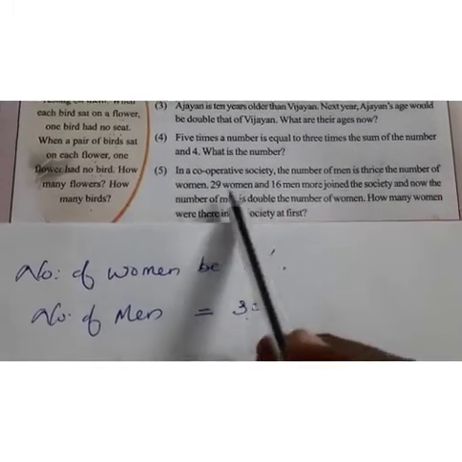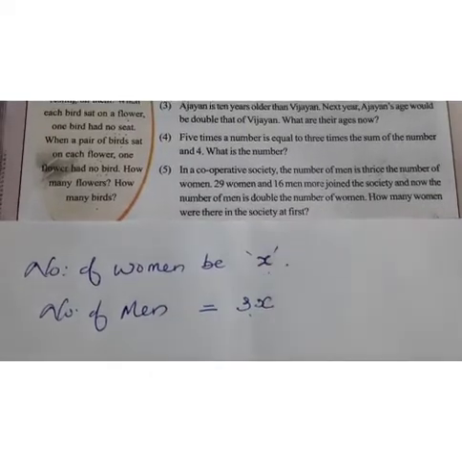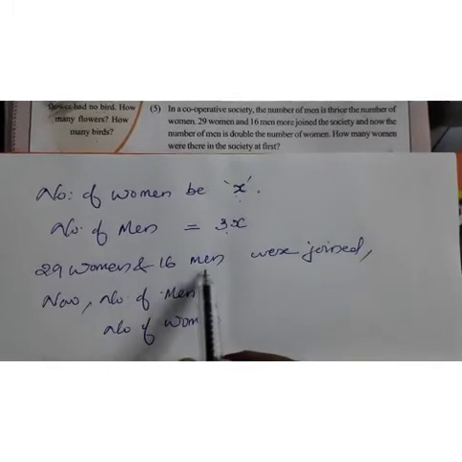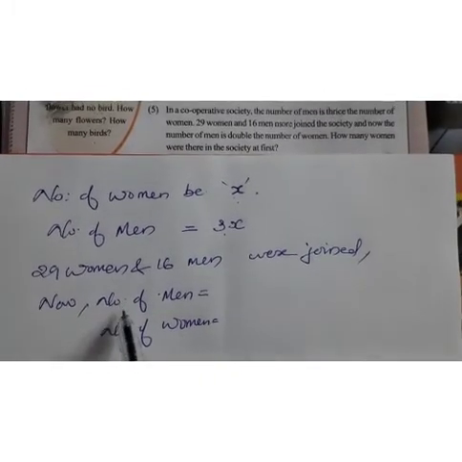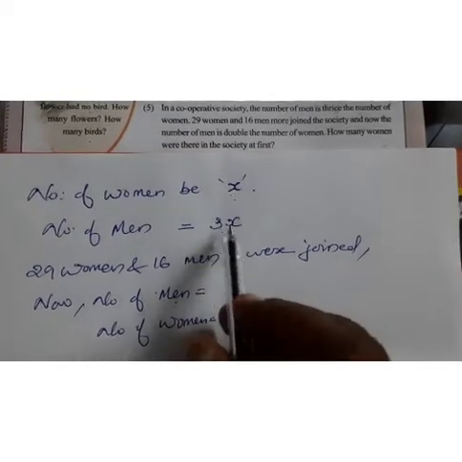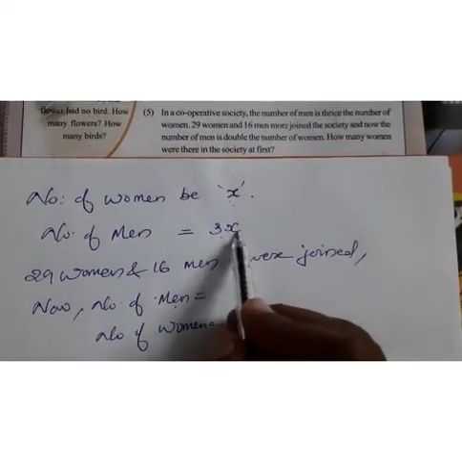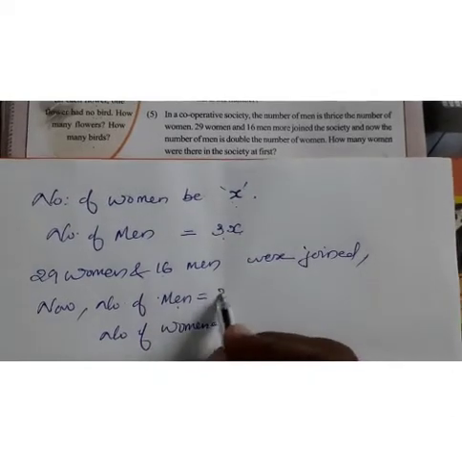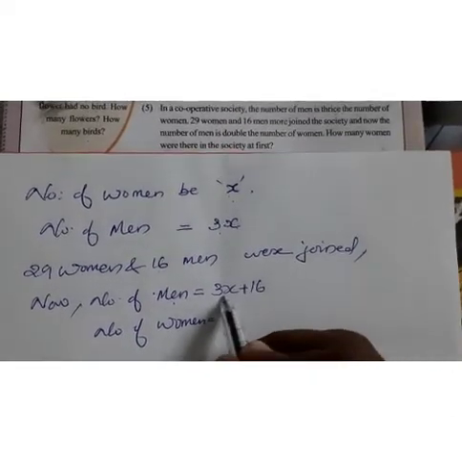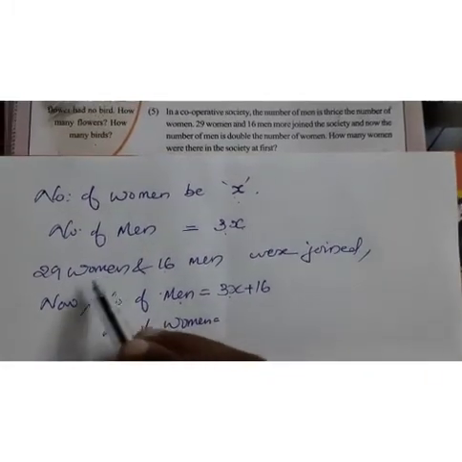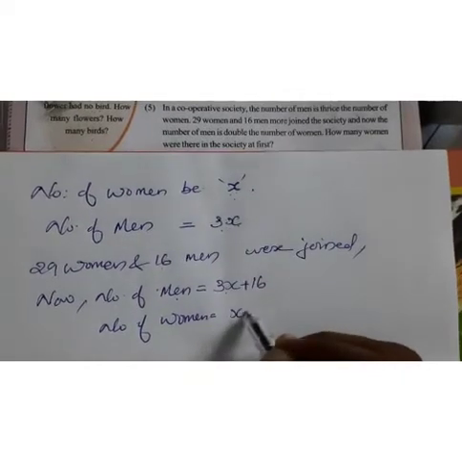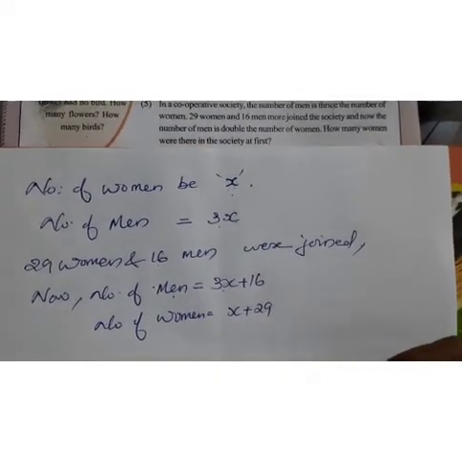Then what happened? Later some joined. So 29 women and 16 men were joined. After that, what was the number of men? Already 3x men were there and 16 joined. So it is 3x plus 16. 16 joined along with the 3x. Then 29 women joined along with the x. So x plus 29.